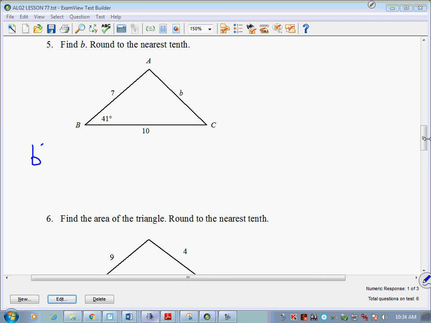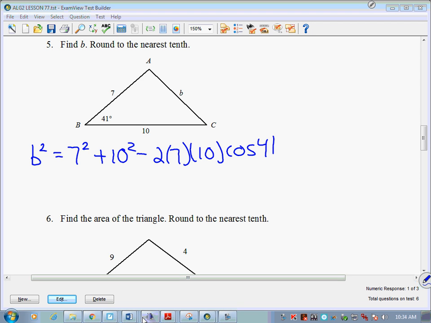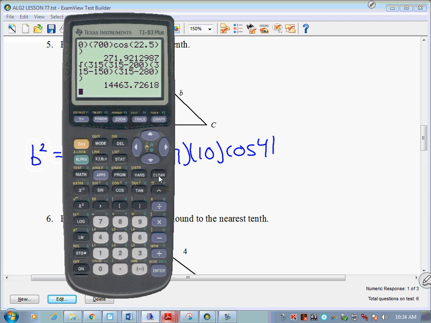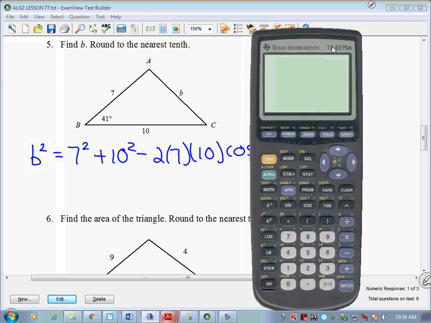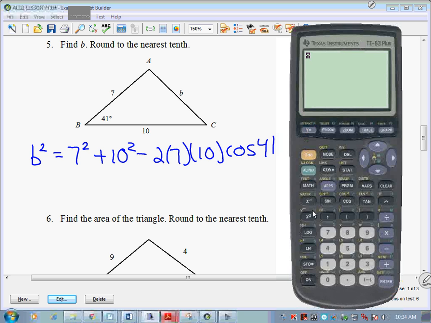B squared, right? Yes? B squared equals, and I can do this pretty quick, 7 squared plus 10 squared minus 2 times 7 times 10 cosine 41. Right? Is this one I can plug in my calculator all at one time? Sure is. Anytime I have that. So what are we going to start off with here? I'm going to start off by typing what? Square roots. Very good. Square root.